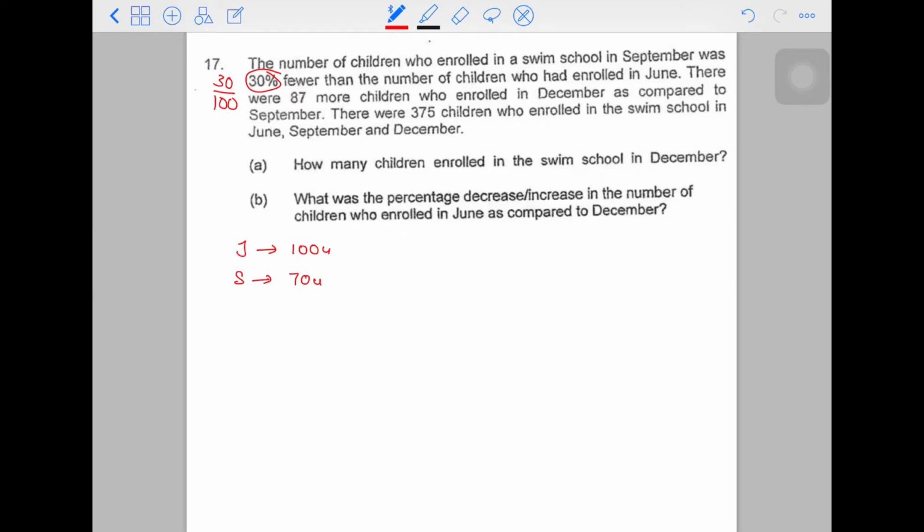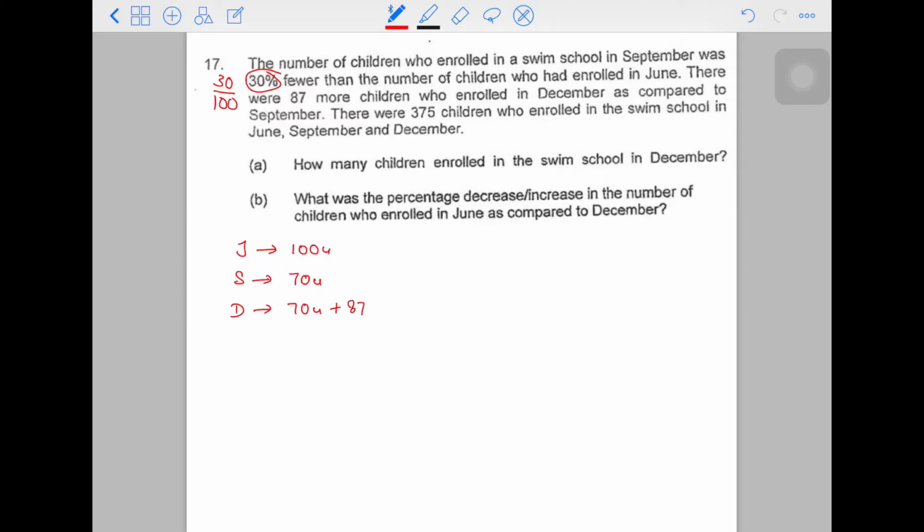They say that there were 87 more children who enrolled in December compared to September. So more. How many more? 87. So comparing this, we write it this way, 70 units, and then there's another 87, because we don't know how many units that 87 represents. So we have to write it in this way. Instead of drawing 100 units, 100 units, 70 units, we write it out this way. So this will indicate the number.